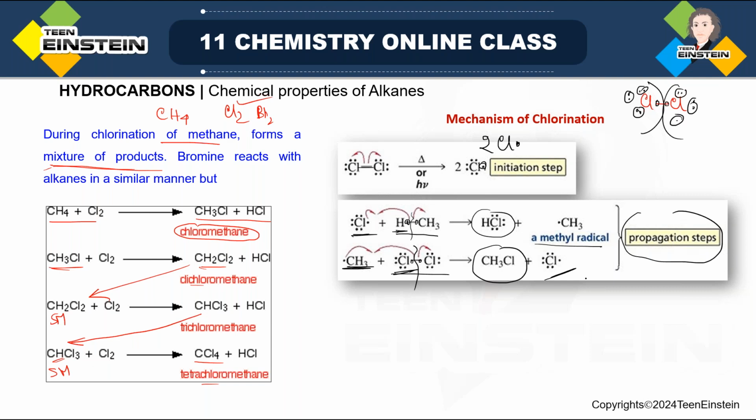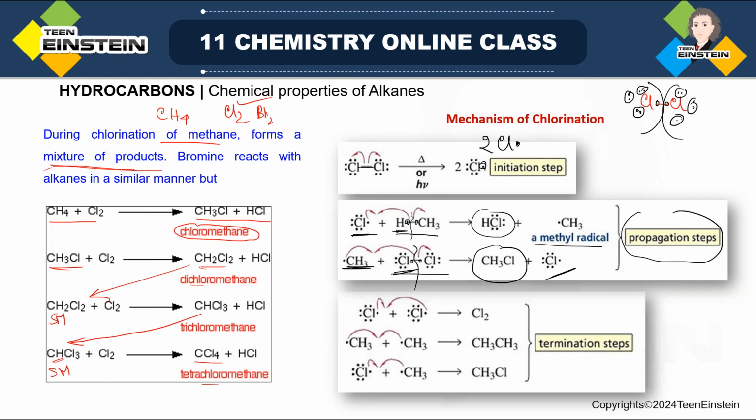Okay. Termination step is the last step. Now termination step means in any radical mechanism, these three terms are very common: initiation, propagation, termination. Termination means, from the name itself you can understand, two radicals will combine together and you will get a neutral molecule. So ultimately there is no radicals left.